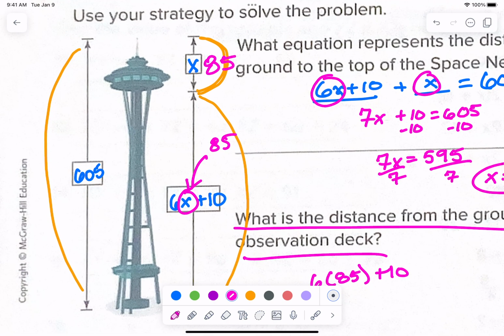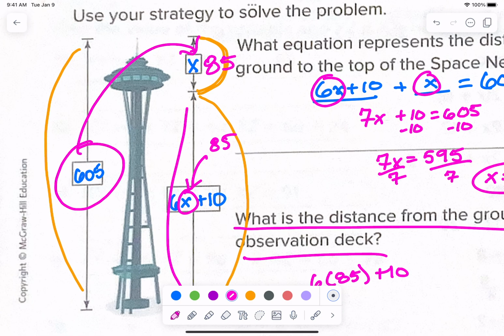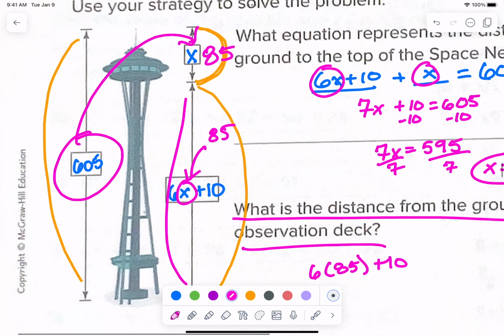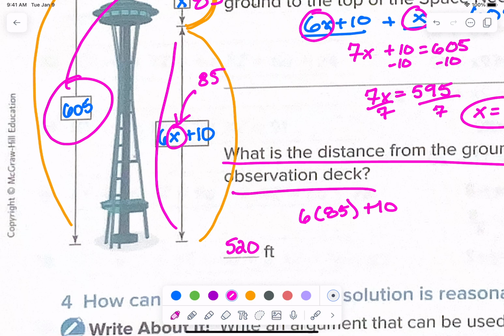Now, also, Remington just said, hey, right? Was this what you were going to say? 605 is the total. We know that this is 85. The rest of it's that. So rather than plugging it into the 6x plus 10, we could just subtract it, right? That makes sense? So 520 feet is that distance. Okay, make sure that you read the instructions so you know what you're looking for.